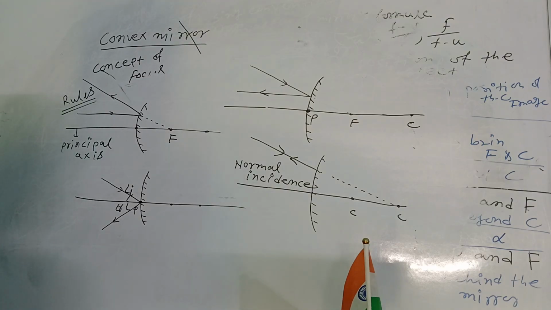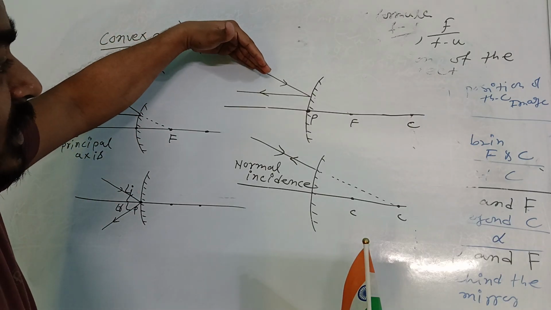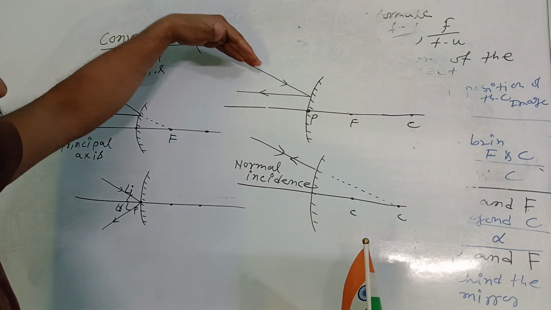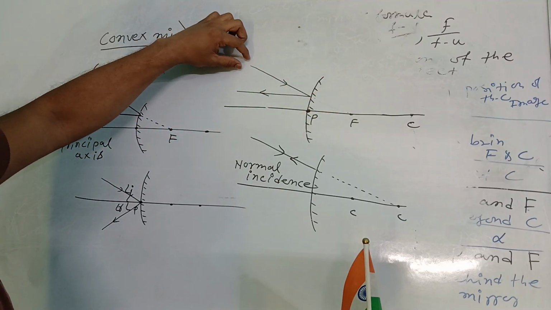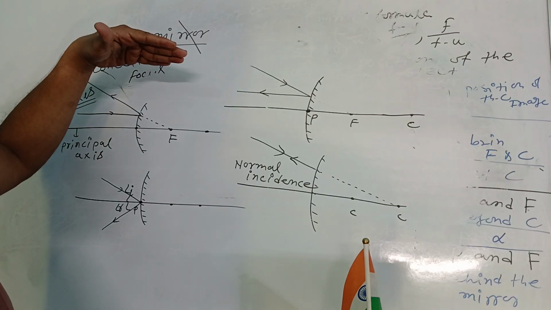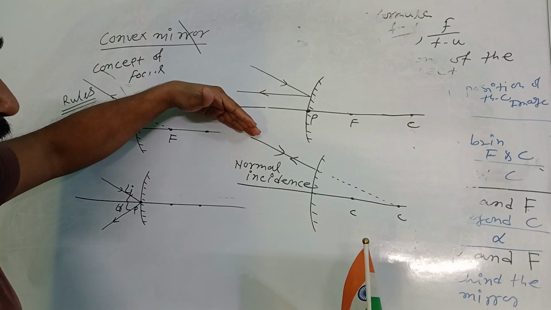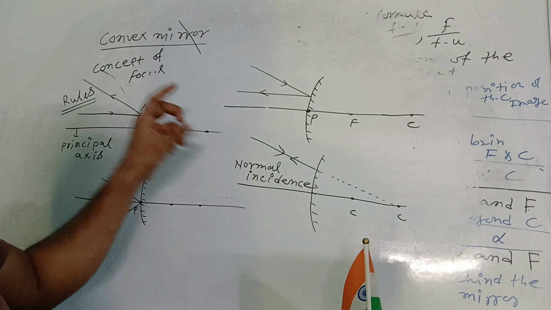Normal incident case. So case 1, if it is parallel, it appears to diverge from the focus. Then for oblique incident, angle I and angle R will remain the same. And when the incident ray is moving towards the focus, or it is going towards the focus, after the reflection it should be parallel to the principal axis. Next one, another ray, and the direction of the incident ray is towards the center of curvature. So it will reflect back along the same path in the opposite direction.